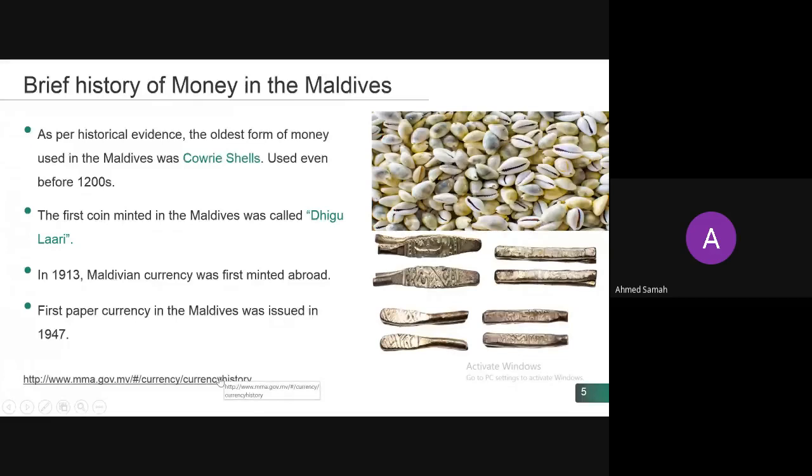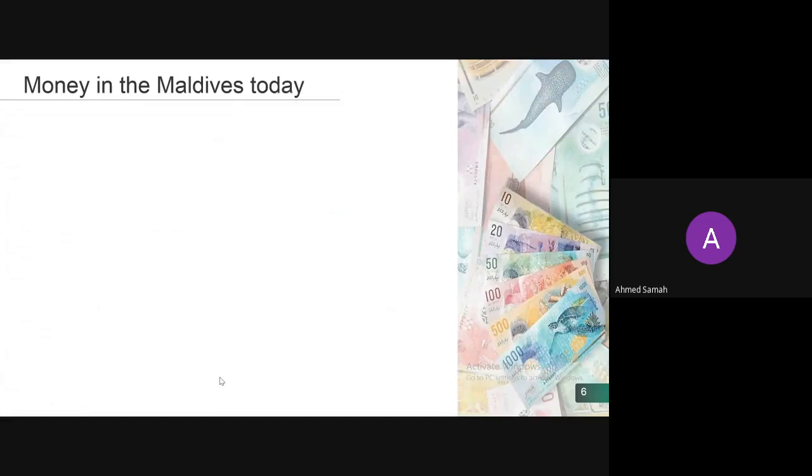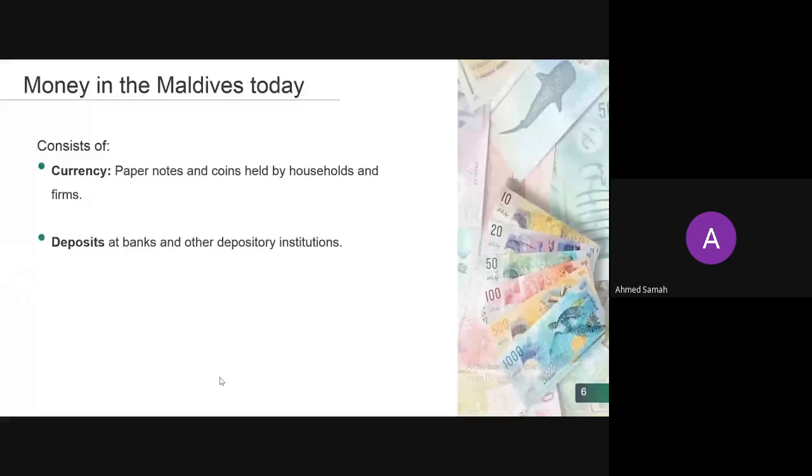Then what is money in the Maldives today? In any given economy, what is money today? It consists of currency. This includes the paper notes and coins held by households and firms. These are the printed or minted money, hard cash, which households and firms hold, which are issued by the central bank. The other type of money is deposits at the banks and other depository corporations. So deposits are also a form of money.